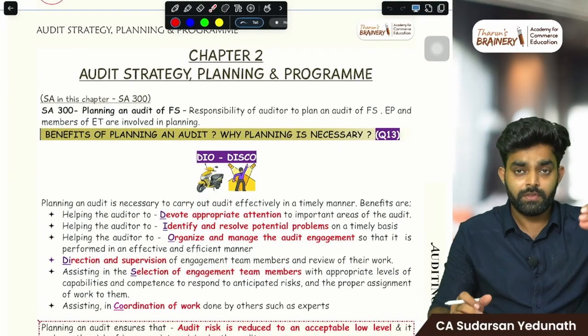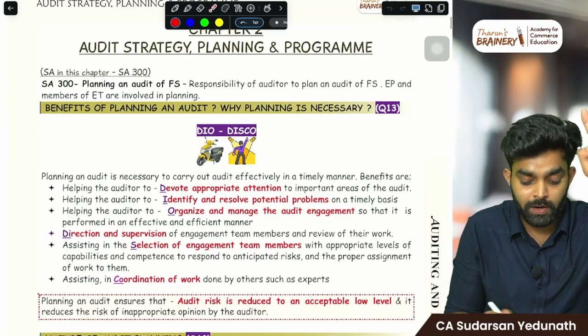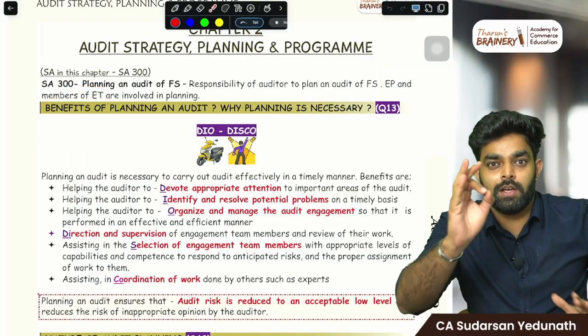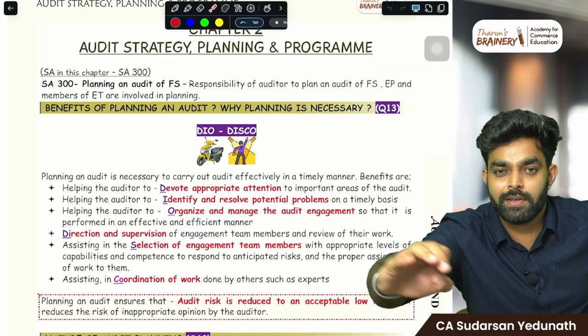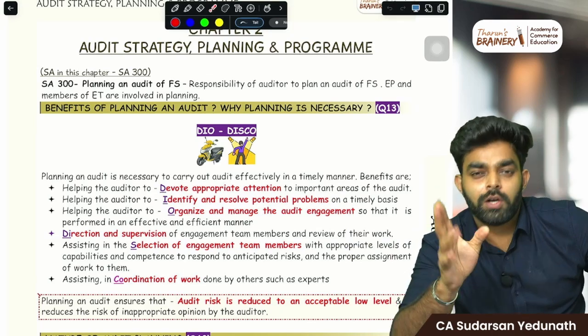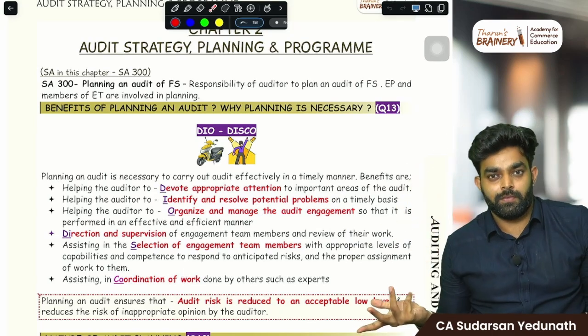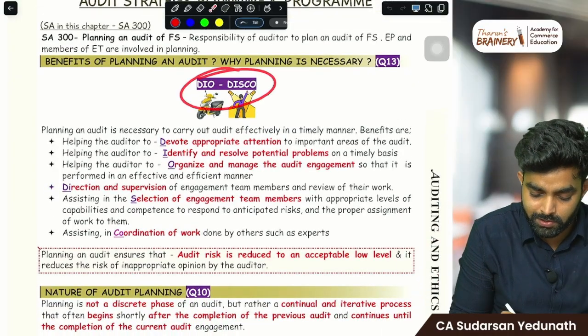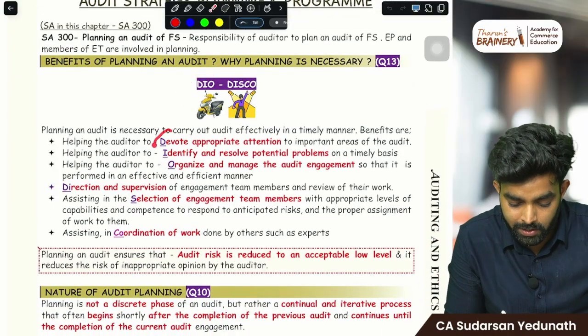Listen. First is, what are the benefits of planning? You want to plan the audit. Imagine you are having exams in the next 1 or 2 months, right? So you want to plan. What are the benefits of planning? Similarly, in auditing also, what are the benefits of planning? It's very simple. It's DO DISCO. When you plan something, it can help you.